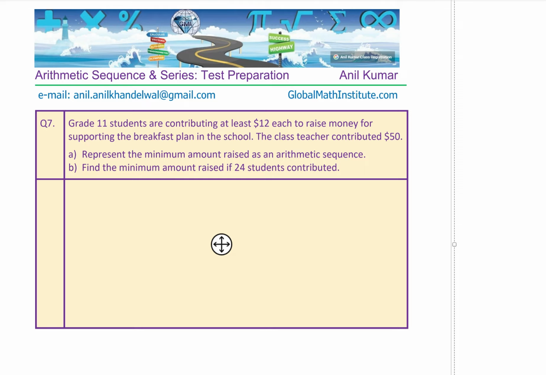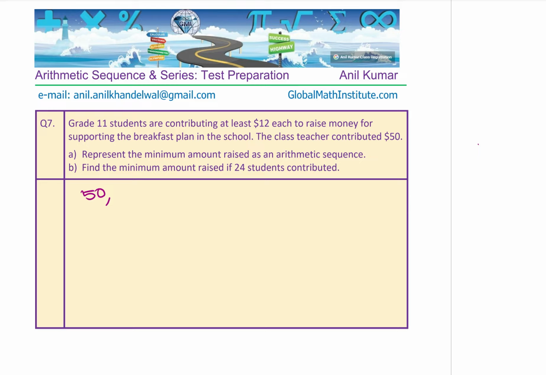Here is question number 7. Grade 11 students are contributing at least $12 each to raise the money for supporting the breakfast plan in the school. The class teacher contributes $50. A. Represent the minimum amount raised as an arithmetic sequence, right? B. Find the minimum amount raised if 24 students contribute. Okay, so teacher contributed 50, right?